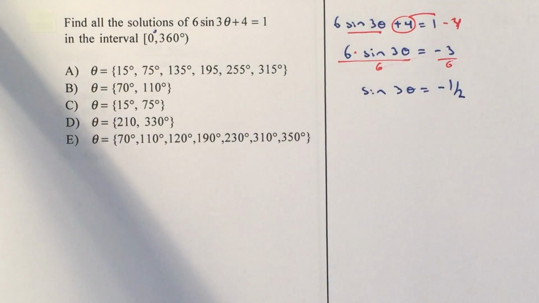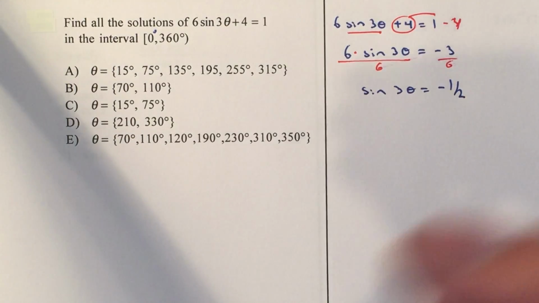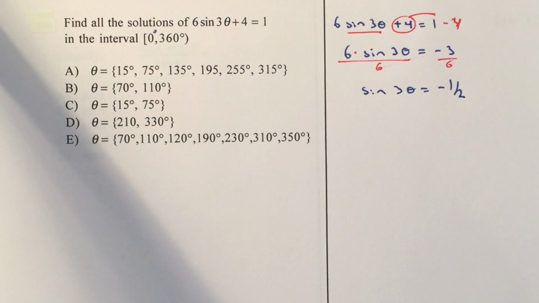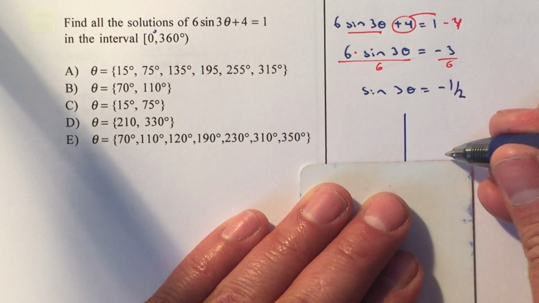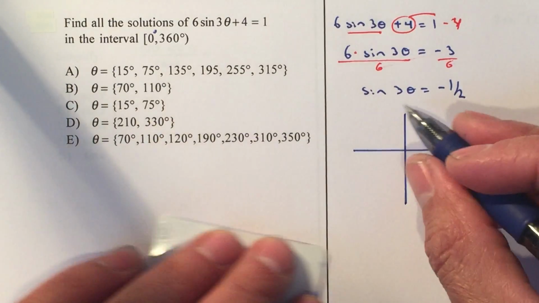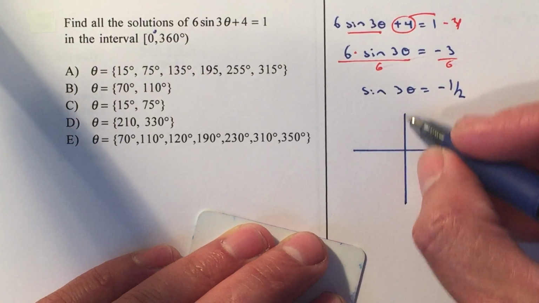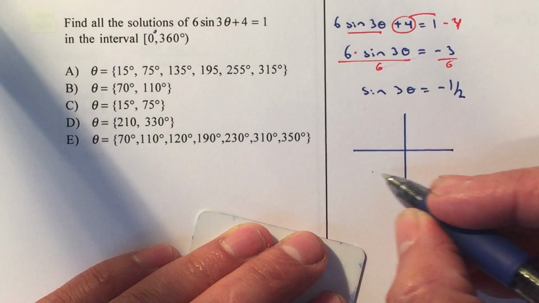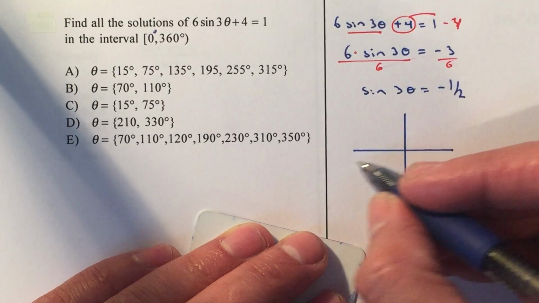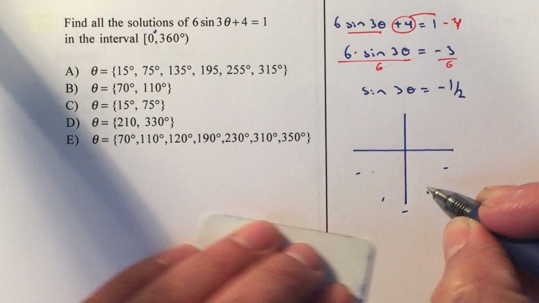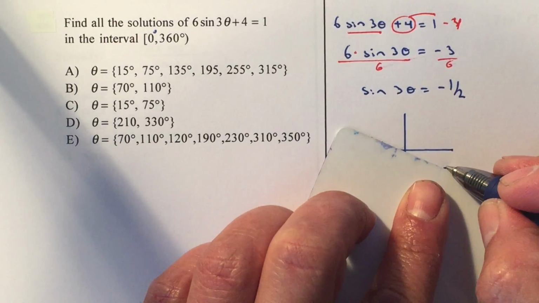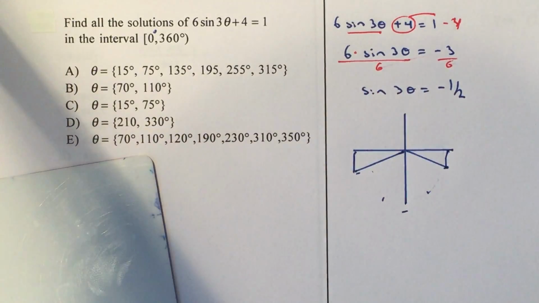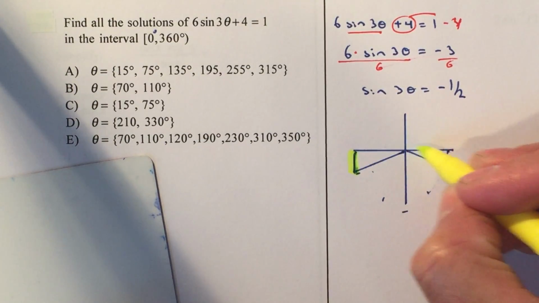From here, I'm going to evaluate the sine of 3 theta. I'm going to place my x and y axis. Sine is your y value, and we want it to be negative, so it can be in quadrant 3 or quadrant 4. And 1/2 is your smaller side. So it can be here, where your y value is the shorter side, or here, where your y value is the shorter side compared to the longer side, which in this case is your x.